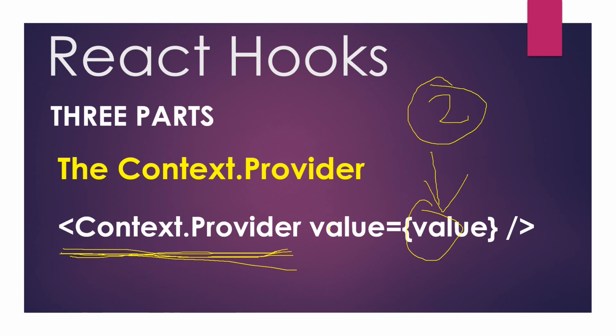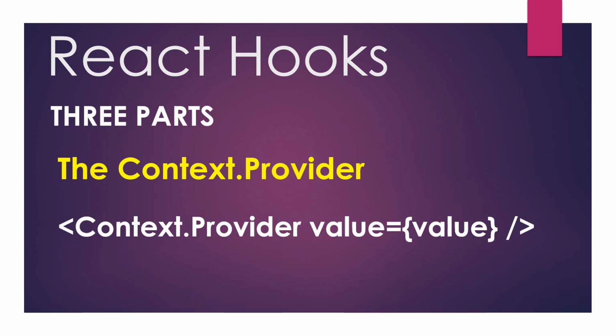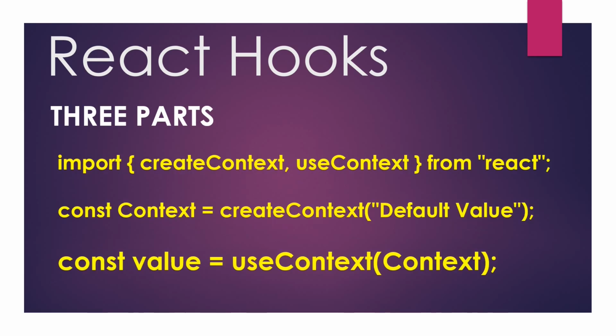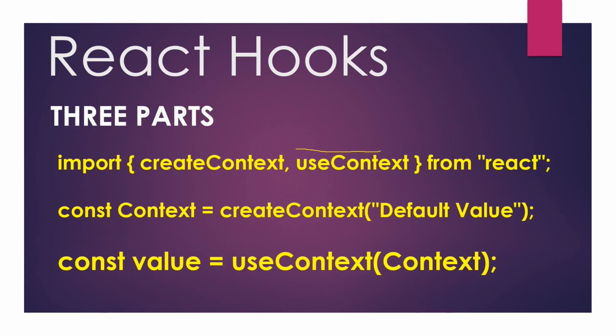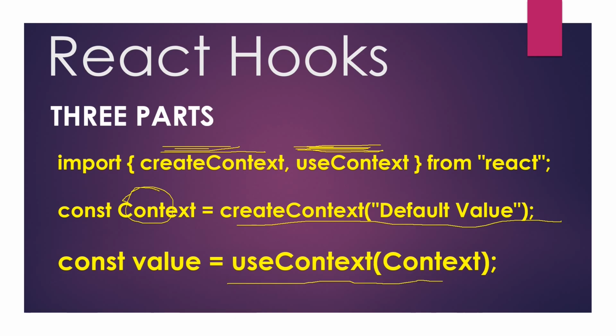After we have created the context and passed the value, now the turn is to receive the value. To receive the value you need to use useContext. We have already imported createContext, now you need to import useContext. Suppose we have created this context and passed it through the context provider, then you can get the value through useContext, and finally you will receive the value. So these are the 3 parts involved in context API.